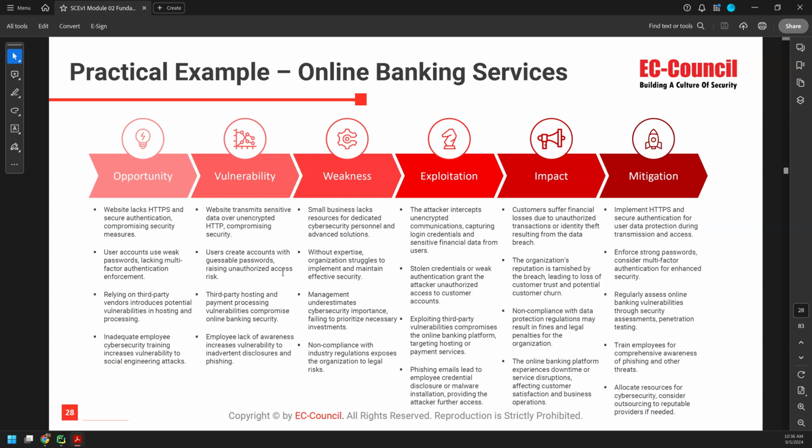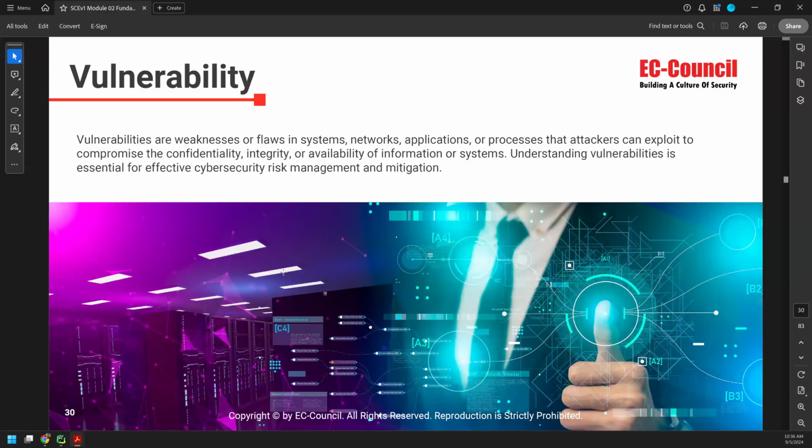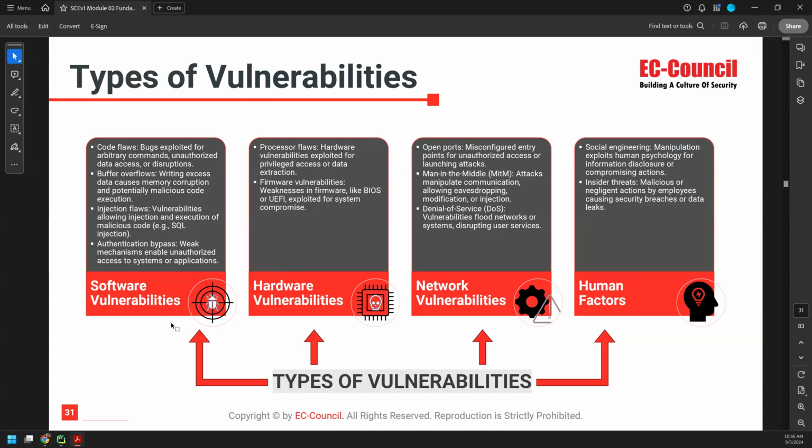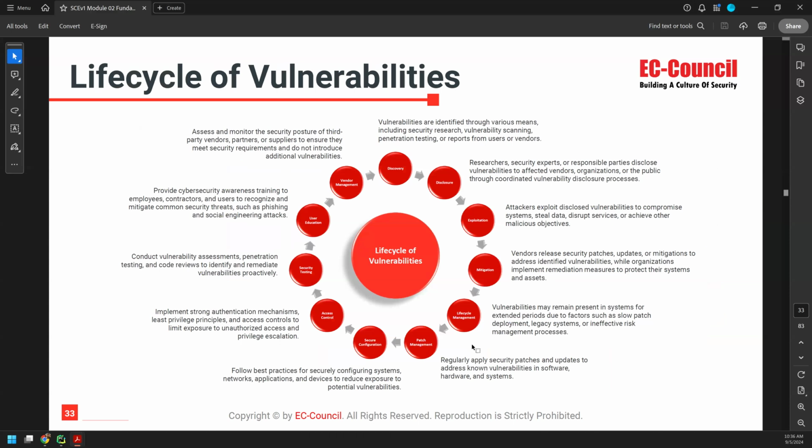Here's a good example on online banking services. I'll let you look through those. So on the vulnerability side, we've talked about these just again as a brief overview: any kind of software vulnerabilities, hardware vulnerabilities, all the way through the vulnerable factors. I'm going to skip through here just to see.